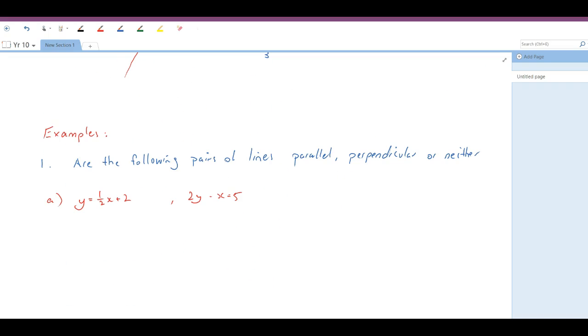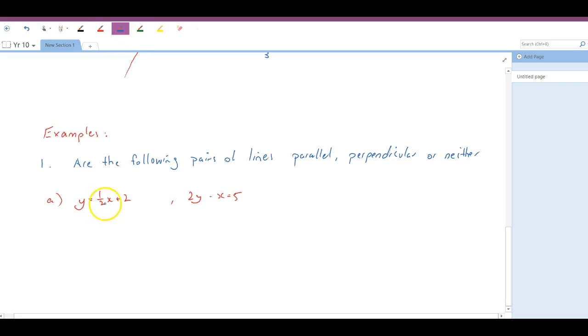Okay, let's look at how this appears in questions and look at some examples now. So the first one here is, are the following pairs of lines parallel, perpendicular, or neither? So we look at these two lines here, y equals a half x plus 2 and 2y minus x equals 5. They're both linear equations, they both result in lines. So they've got gradients that we can consider, and that's what we need to do in deciding whether they're parallel or perpendicular, or in fact neither.